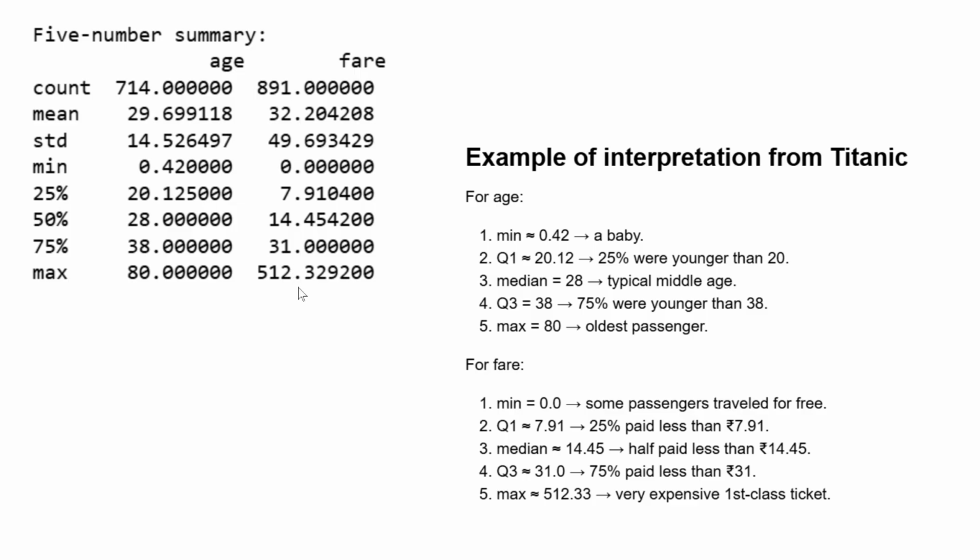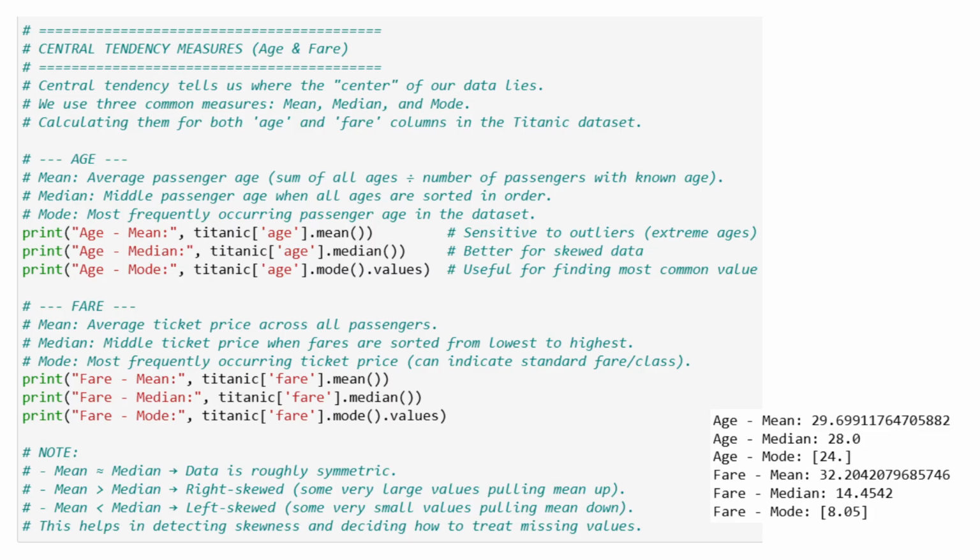Then the maximum value for the fare column is 512. This is the most expensive fare that some passenger paid. We can say it was perhaps a first class ticket, which has the highest fare. So this kind of interpretation you can describe by looking at the 5-number summary as a statistical summary of a data set.